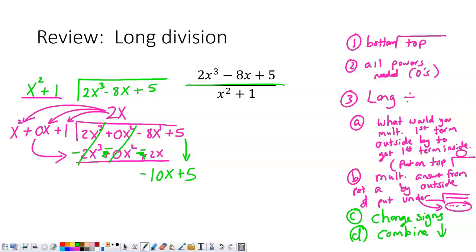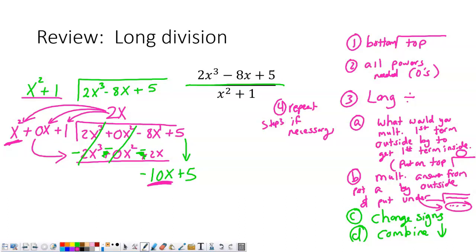Now, I'm a little bit disappointed. I kind of wish this one had more stuff, but what you do at this point is you repeat the process if necessary. In other words, what do I mean by that? You have to ask yourself, what would I multiply this first term by to get this first term? And then you just repeat the whole process. I should have put repeat step 3 if necessary.